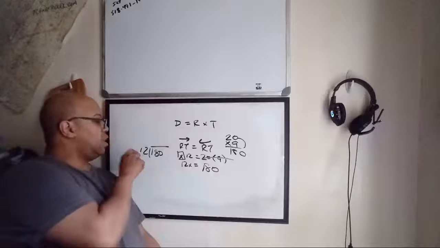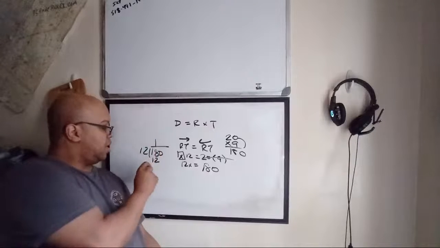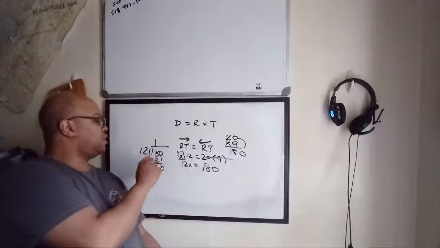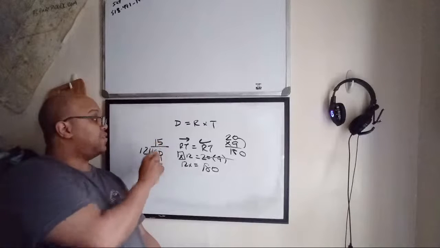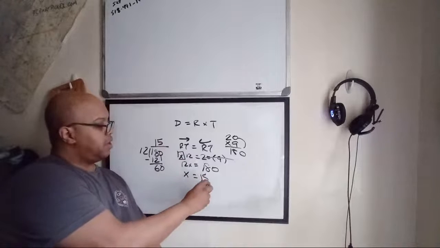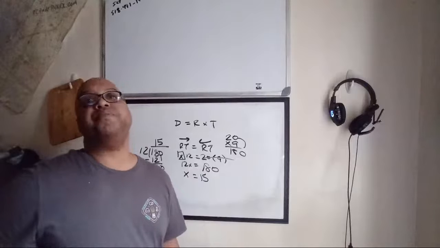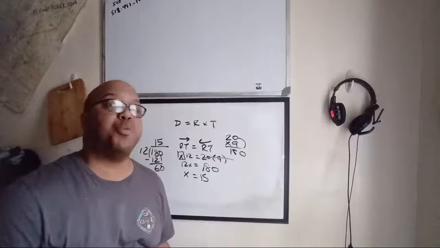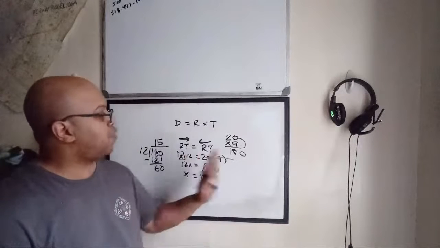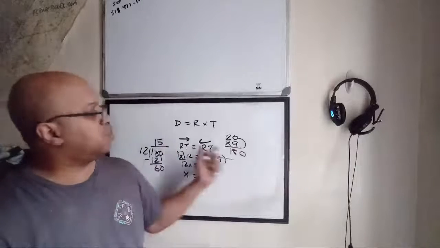All right, so 12 can't go into 1, but 12 goes into 18 one time. 12 times 1 is 12, subtract, 6 drops, then the 0 drops. 12 goes into 60 5 times. So x, or the trip there, is equal to 15. All right, so that's 15 kilometers per hour, and that was our round trip. For a round trip, RT, the trip going there equals the trip back.